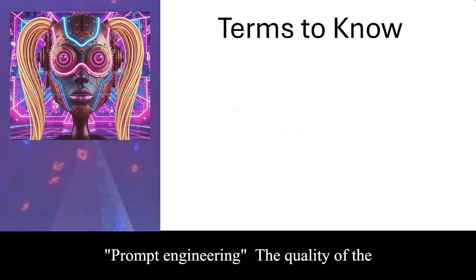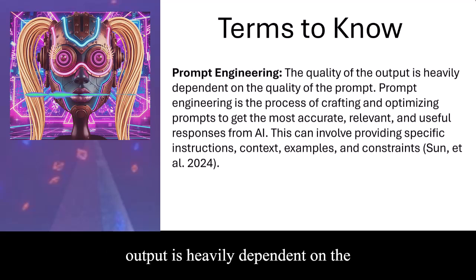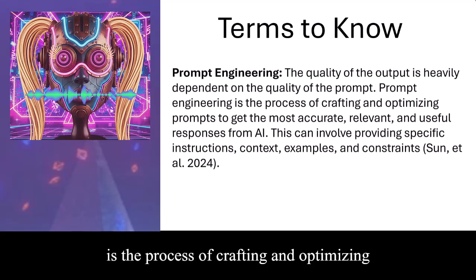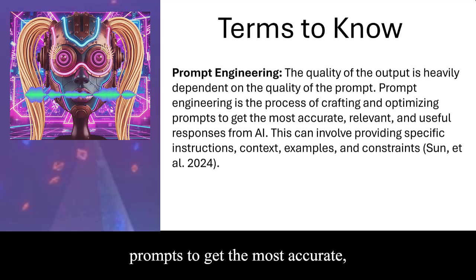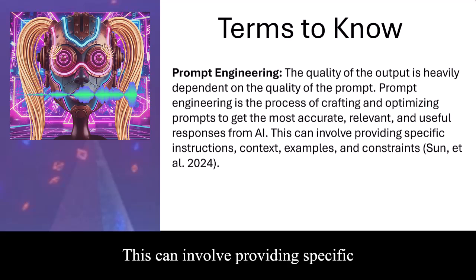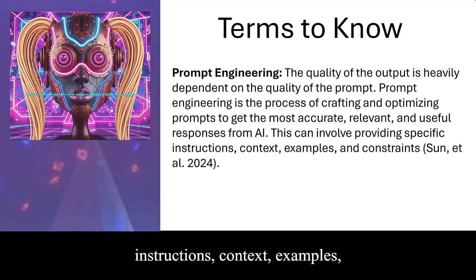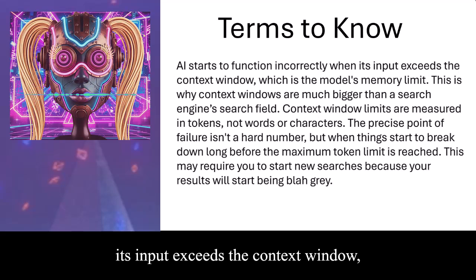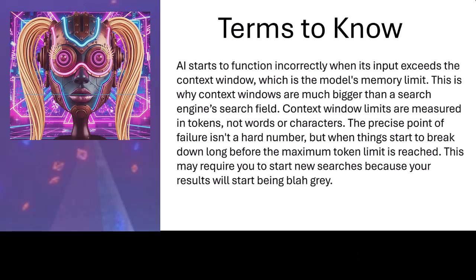Prompt engineering. The quality of the output is heavily dependent on the quality of the prompt. Prompt engineering is the process of crafting and optimizing prompts to get the most accurate, relevant, and useful responses from AI. This can involve providing specific instructions, context, examples, and constraints. Sun, et al. 2024.